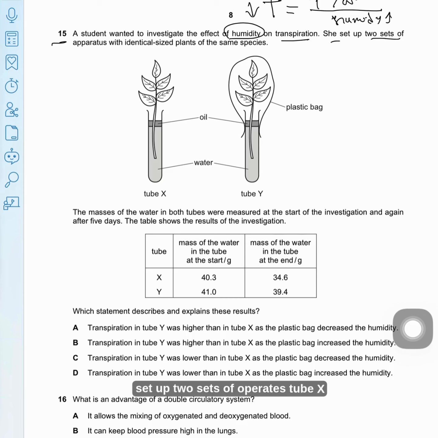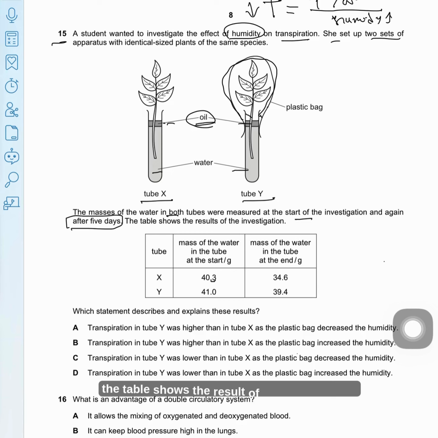She set up two sets of apparatus: tube X, tube Y. There is water in both. There is an oil layer and there is a plastic bag. The oil layer is to prevent evaporation, and the plastic bag is to increase what? The humidity. The masses of the water in both tubes were measured at the start and again after 5 days. The table shows the result of this investigation.